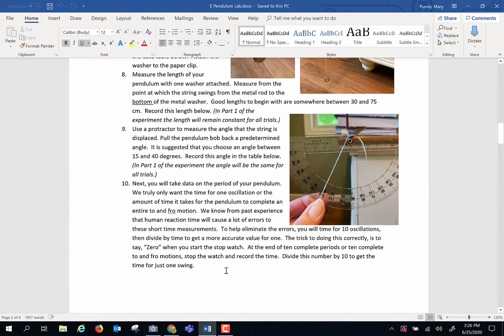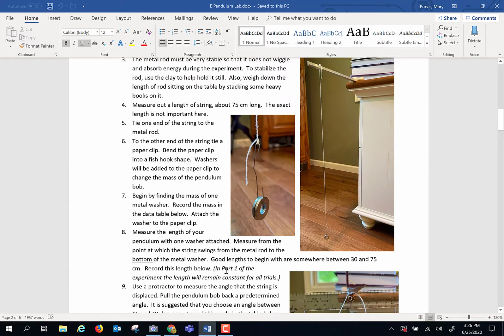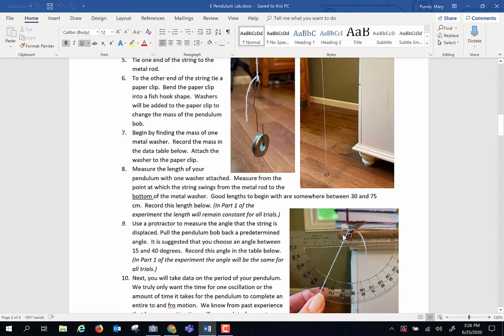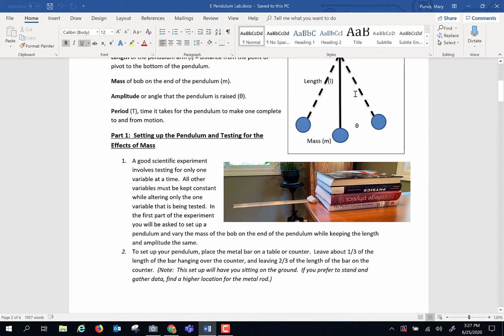Human reaction time, as we all know, can really mess up our measurements. So what you're going to do when you measure the period of the pendulum is measure it for 10 complete to's and fro's. So you are going to pull it back a measured angle. For the first part of the lab, I suggest you just pick an angle and do the entire part using the same angle. You're going to pull this pendulum all the way back, and you're going to measure it for 10 complete to and fro's.